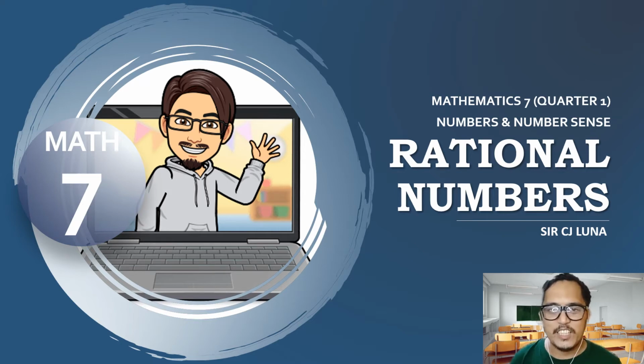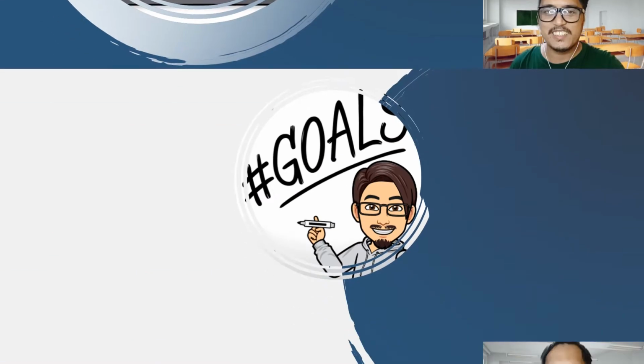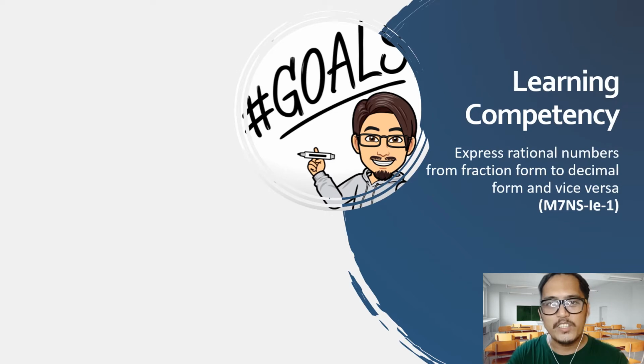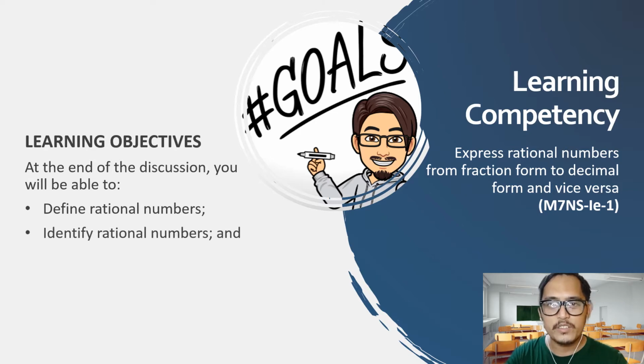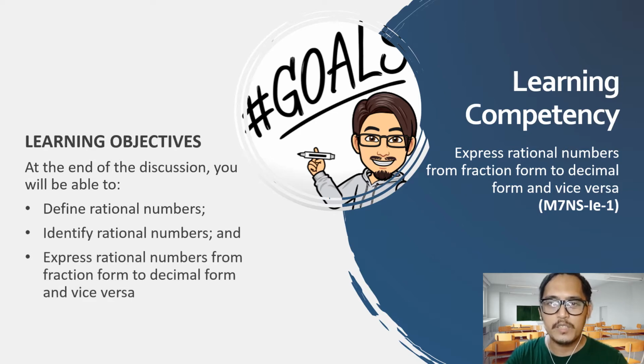This is Sir CJ Luna and today we will learn about rational numbers. Based on the learning competency, this video lesson will help you express rational numbers from fraction form to decimal form and vice versa. Specifically, you are expected to define rational numbers, identify rational numbers, and express rational numbers from fraction form to decimal form and vice versa.